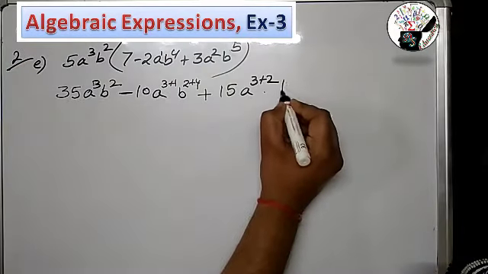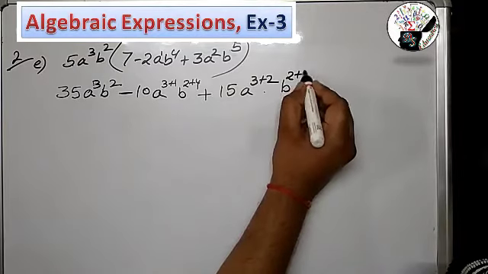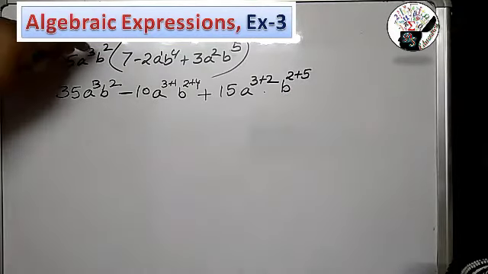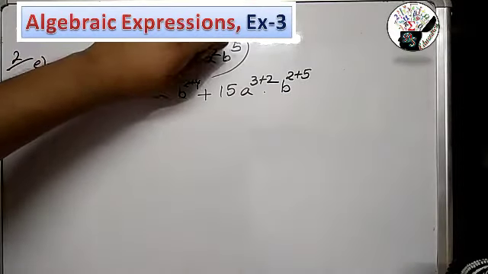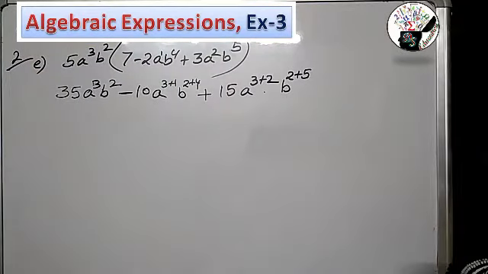Then b, 2 plus 5. 2 is over here and 5 is over here. So both the powers are added. Again I am saying, if the bases are same, then the powers are added.